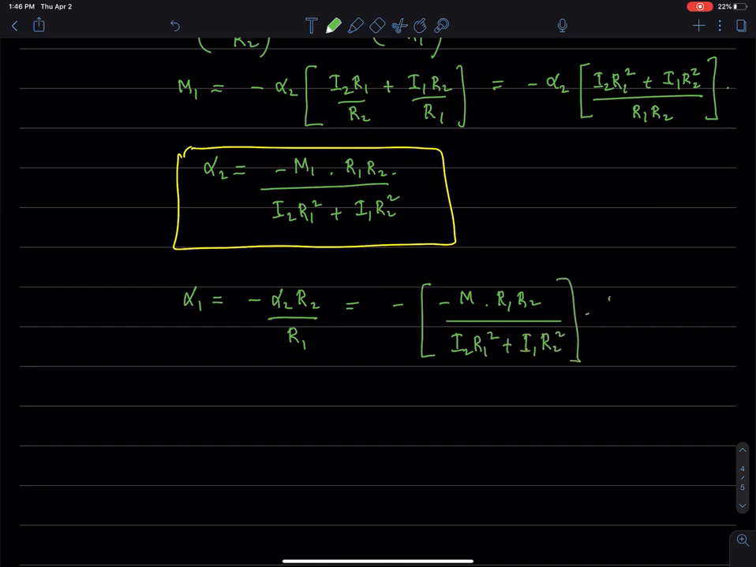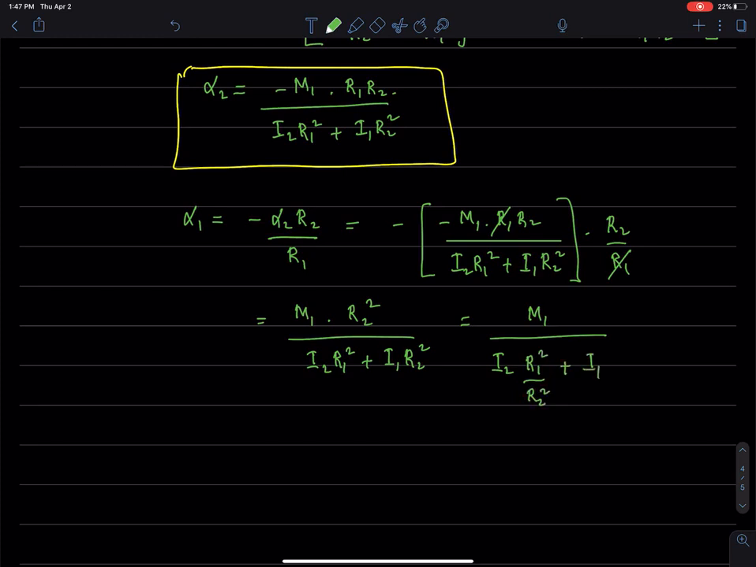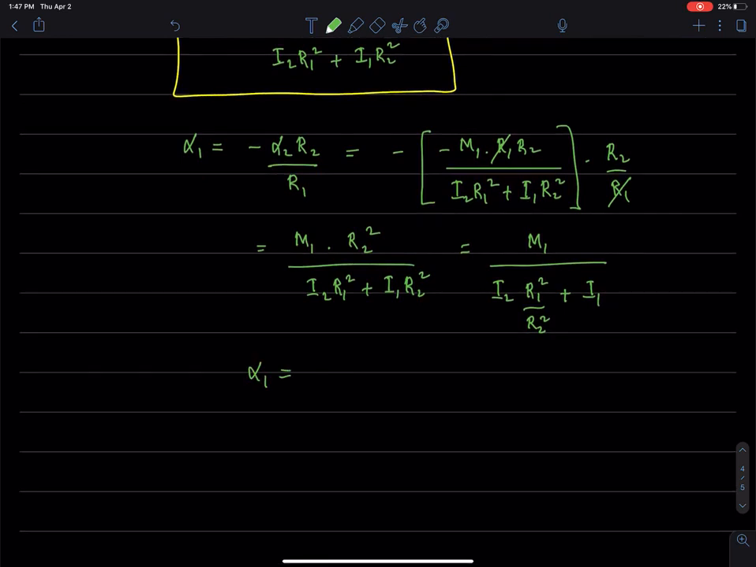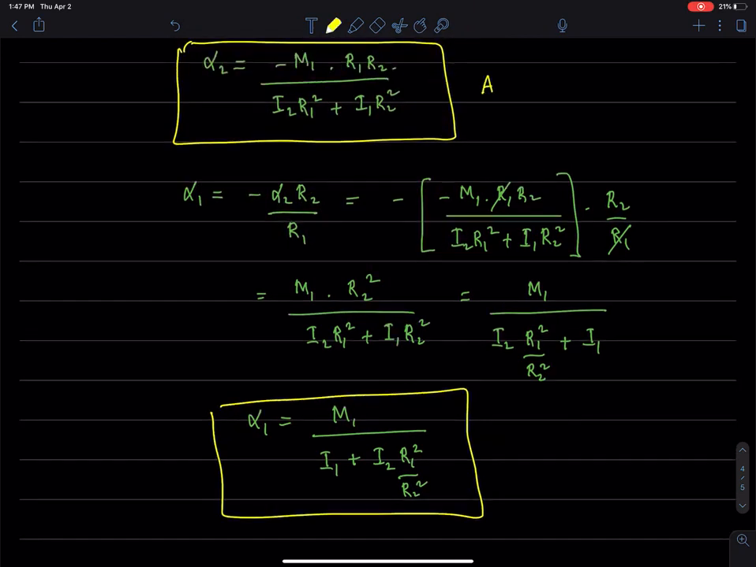That whole thing, that's alpha 2 times R2 by R1. The R1s get cancelled here, and the negative signs get cancelled, so we have M1 times R2 square divided by I2 R1 square plus I1 R2 square. You can bring the R2 square to the denominator, and we would get M1 divided by I2 R1 square by R2 square plus I1. So alpha 1 equals M1 divided by I1 plus I2 R1 square by R2 square. And these two things are the final answers.